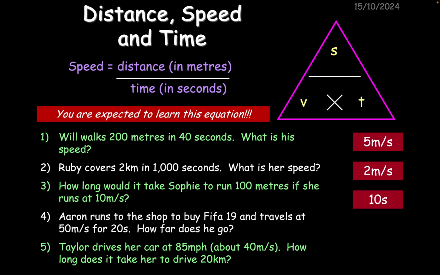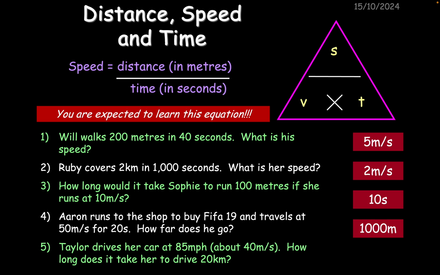Then Aaron runs to the shop to buy his FIFA 19. Well, that shows the age of the PowerPoint, because now we're in 2024. And he travels at 50 meters per second for 20 seconds. How far does he go? This time you want to work out the distance. So distance is the speed or the velocity multiplied by time. So he's going for 50 meters per second for 20 seconds. So 50 times 20 will give you an answer of 1,000 meters.